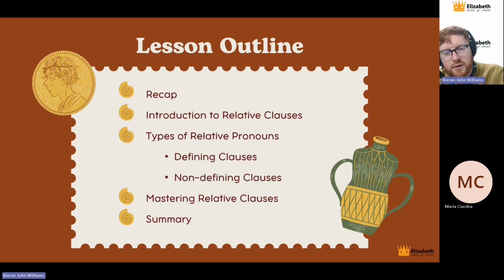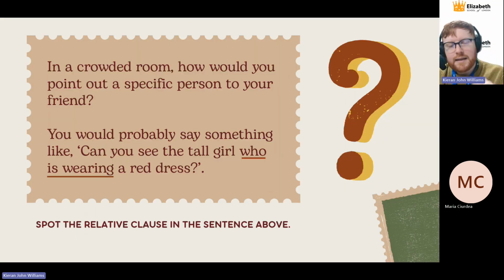Okay, so there is our outline for today's session. We're going to recap some little bits of knowledge of making sentences in English just to help us at the start. We're going to have an introduction to relative clauses. Then we're going to look at the two different types of relative clauses, which are, as you can see on the screen, defining and non-defining relative clauses. After that, we will do a little exercise which will test us in our knowledge of relative clauses. Okay, and then we'll finish up with a little bit of a summary about what we have learned. Okay, so let's begin then.